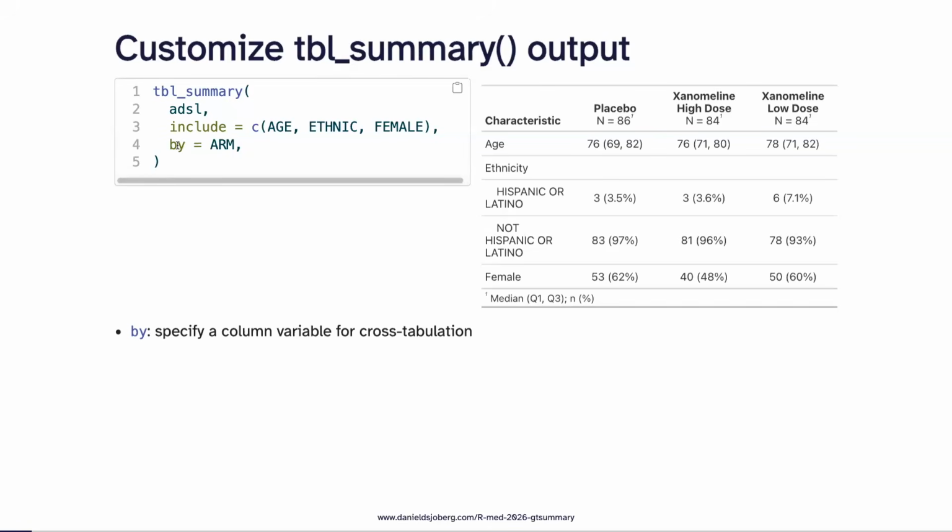So you can see here that rather than a single overall column for our summary stats, it's now by arm.